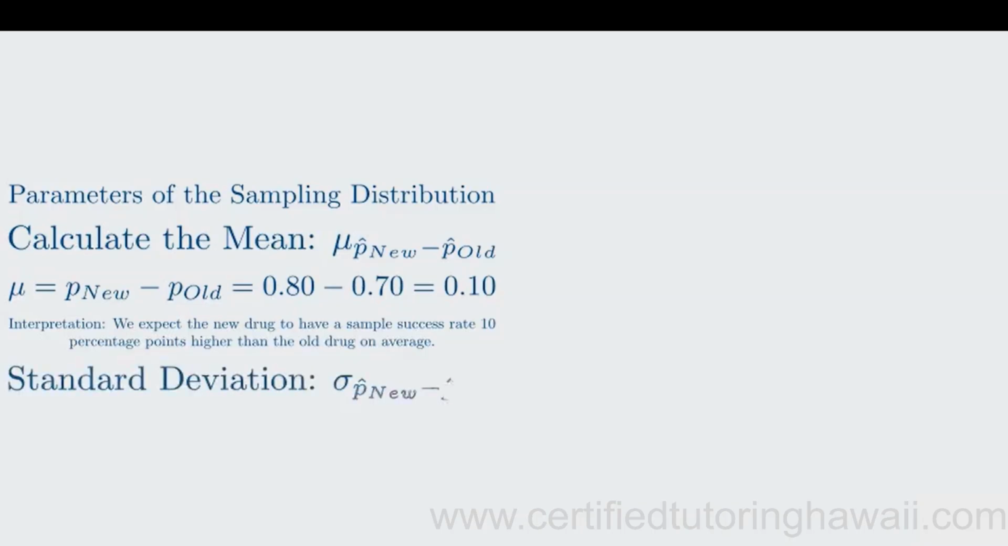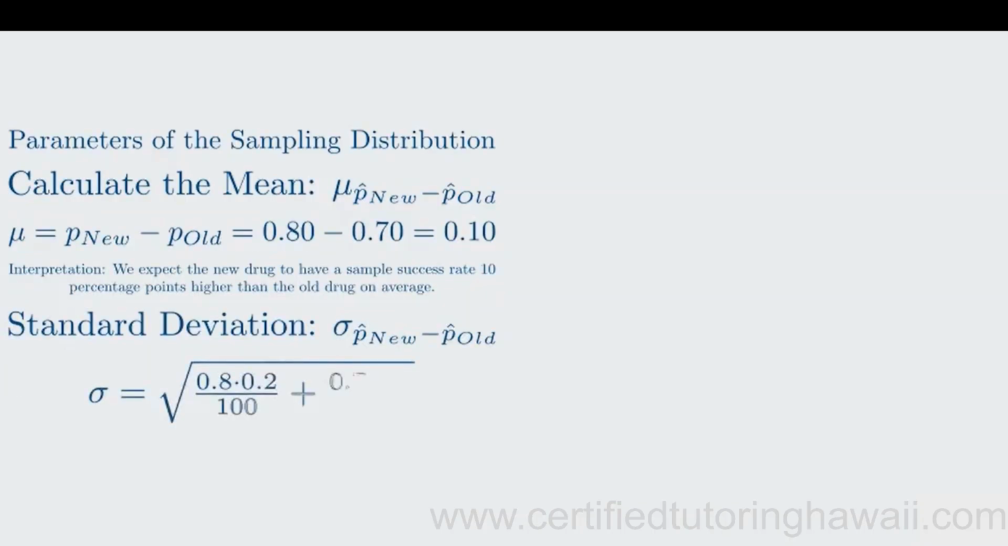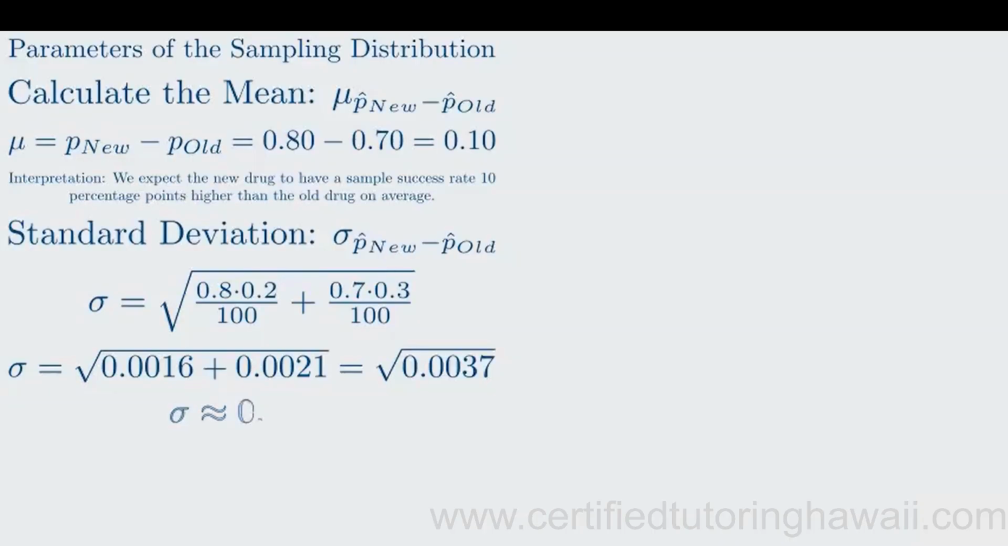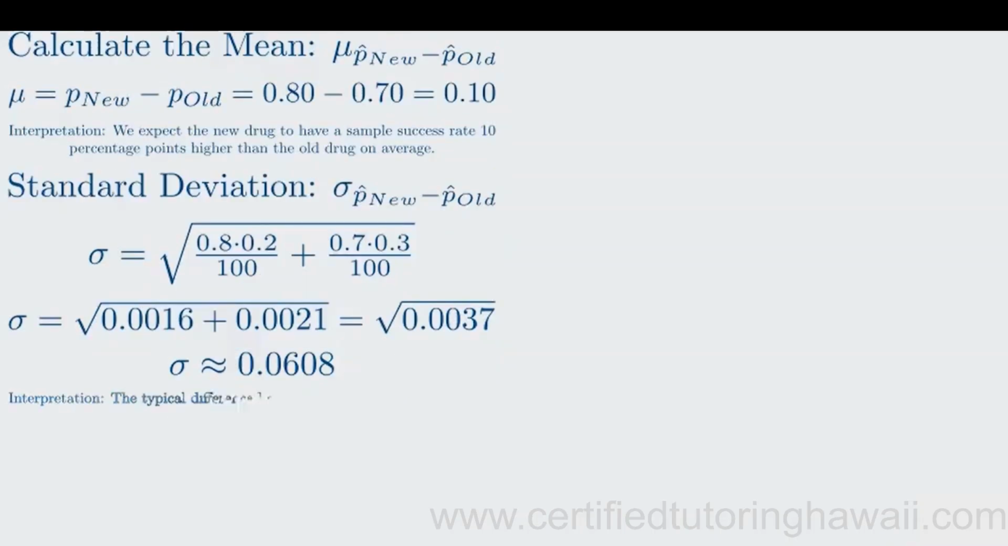Next, we look at the standard deviation. We plug in our values, 0.8 times 0.2 over 100 for the new drug, and 0.7 times 0.3 over 100 for the old drug. Adding these variances gives us 0.0037. Taking the square root, we find a standard deviation of approximately 0.0608. The typical difference between the sample proportions will vary by about 0.0608 from the true difference of 0.10.